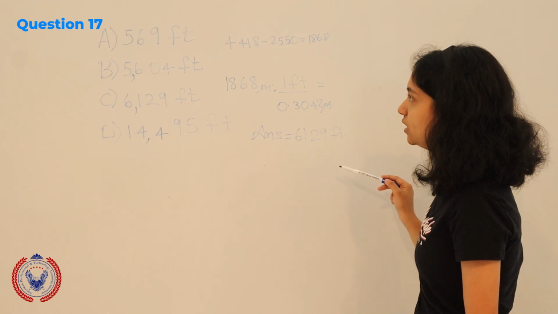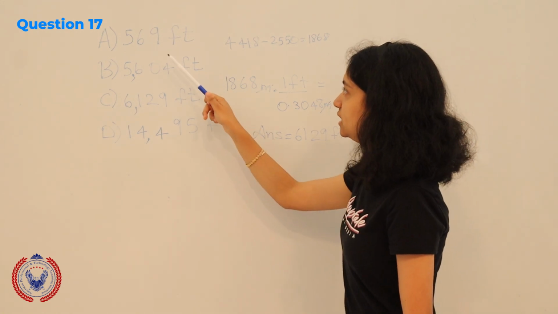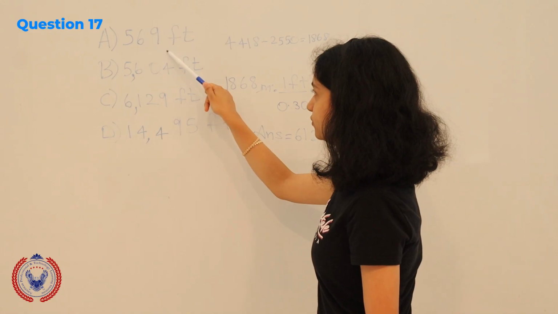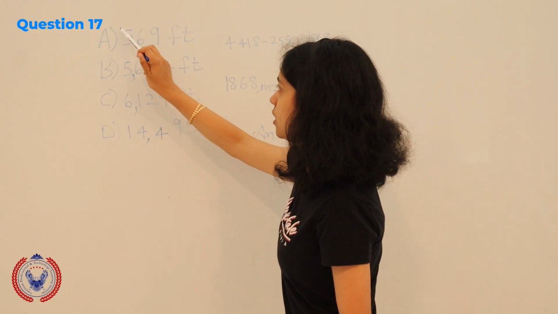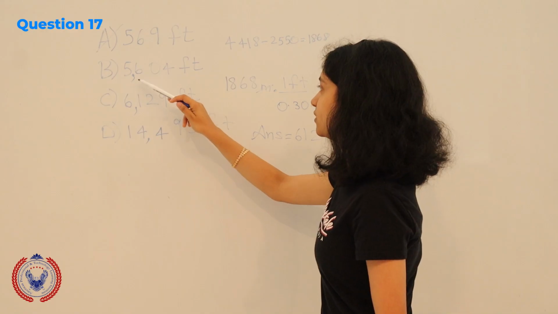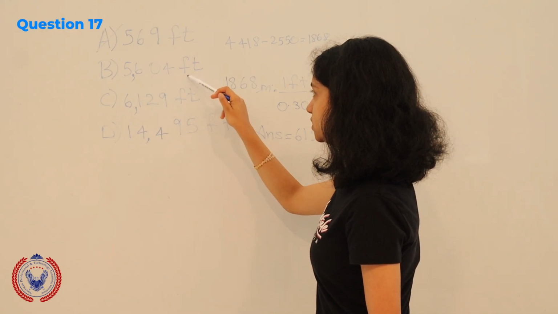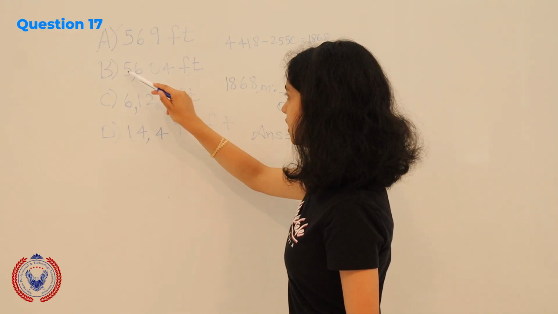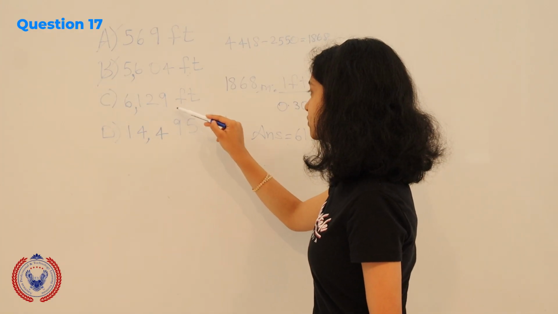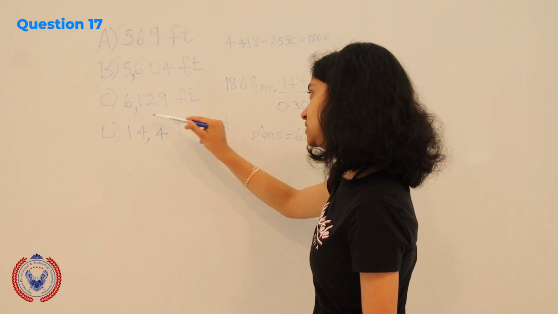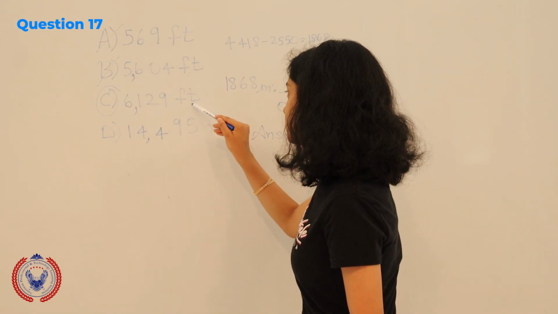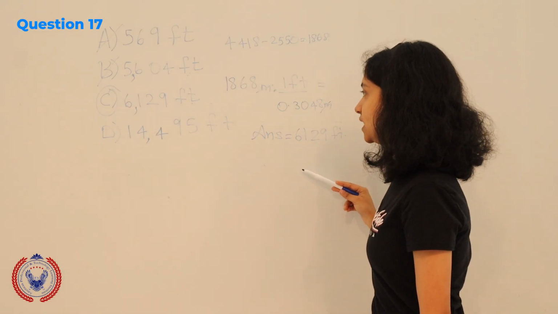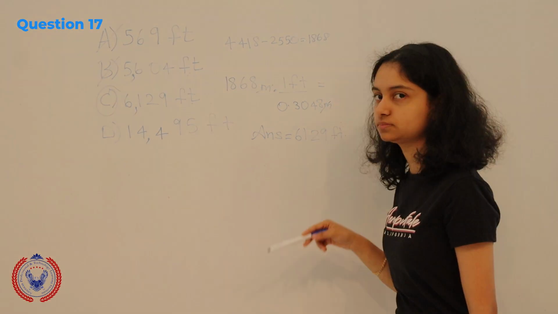Okay, now let's look at our answer choices. A is 569 feet. Is that an answer choice? No, I did not get that. B, 5,604 feet. That's not the answer choice that I got either. C, 6,129 feet. Yes, that's the answer we got. So C, 6,129 feet is the answer.